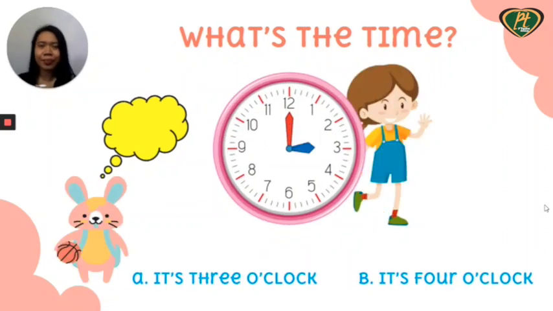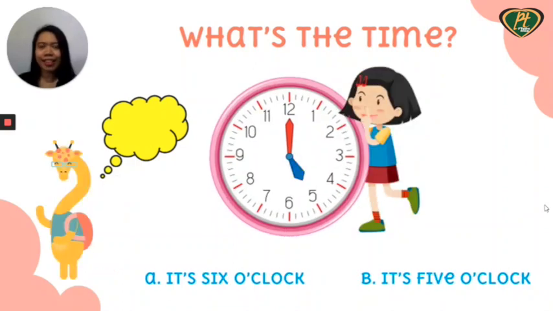Next, look at this clock. The long hand is on number 12, and then the short hand is on number 3. So what's the time? A, it's 3 o'clock, or B, it's 4 o'clock. Which one is the correct answer? A or B? Now you can start to write down the answer on your paper. So students, what's the answer? Yes, you're right. The answer is A. It's 3 o'clock.